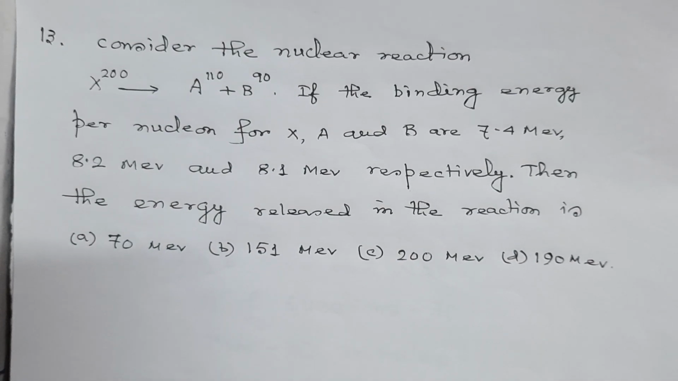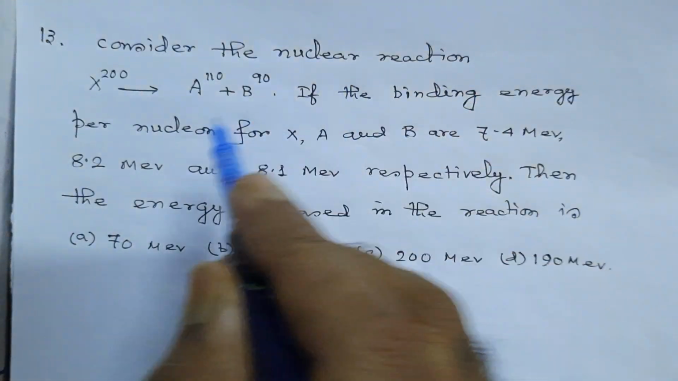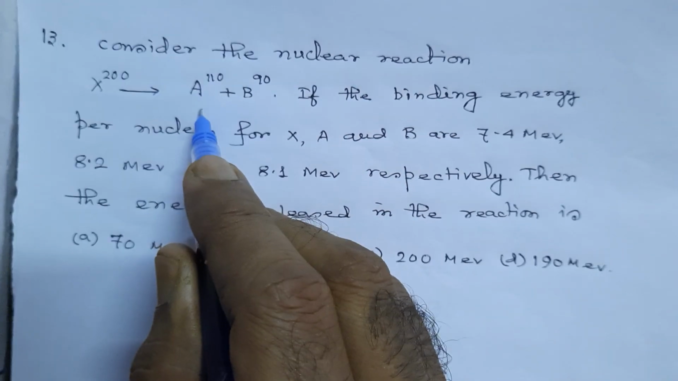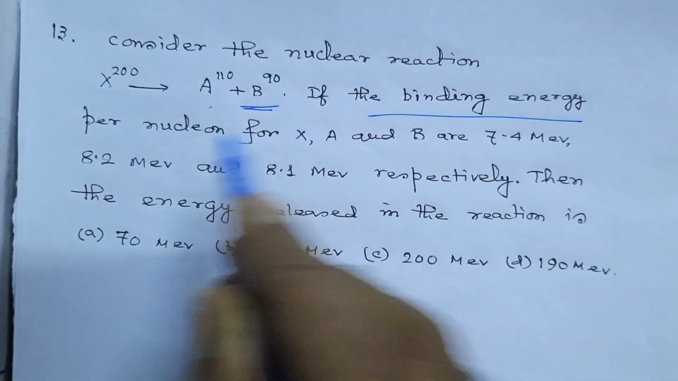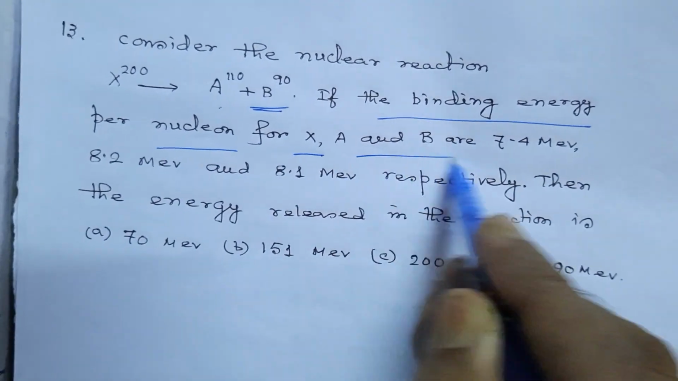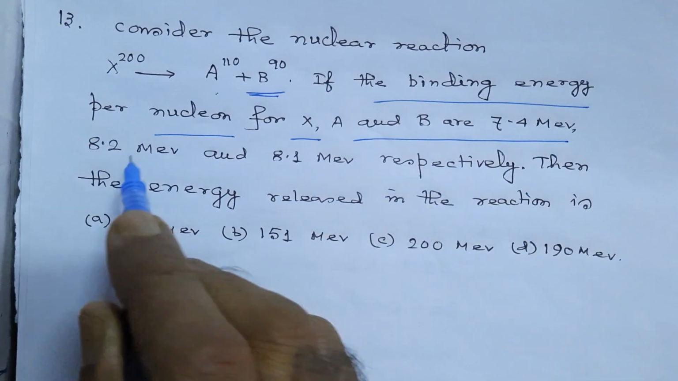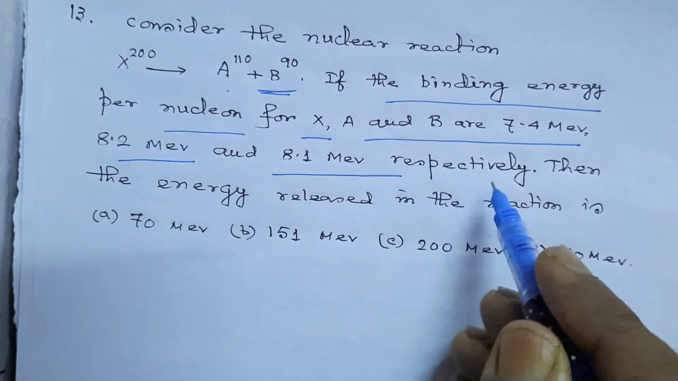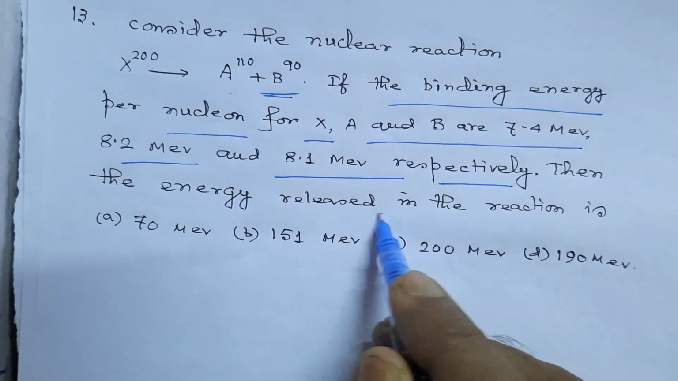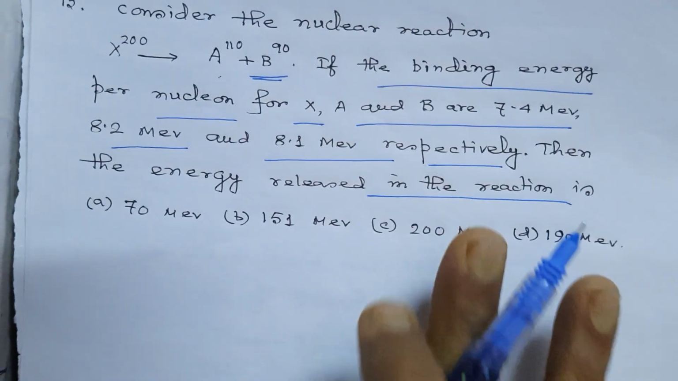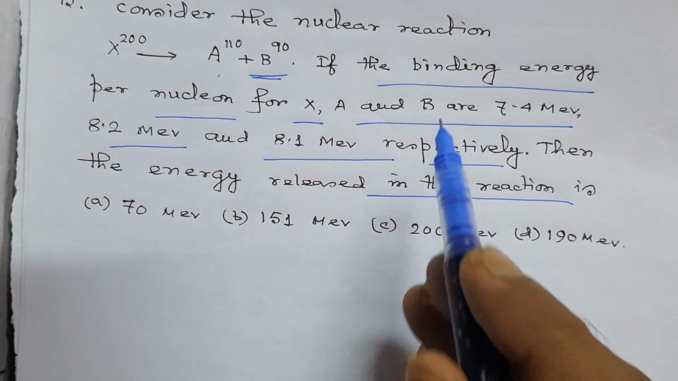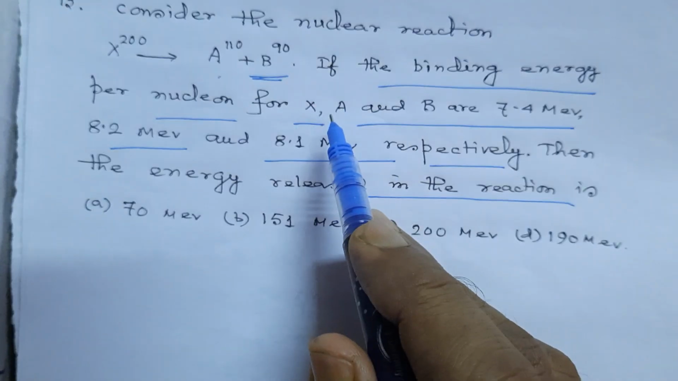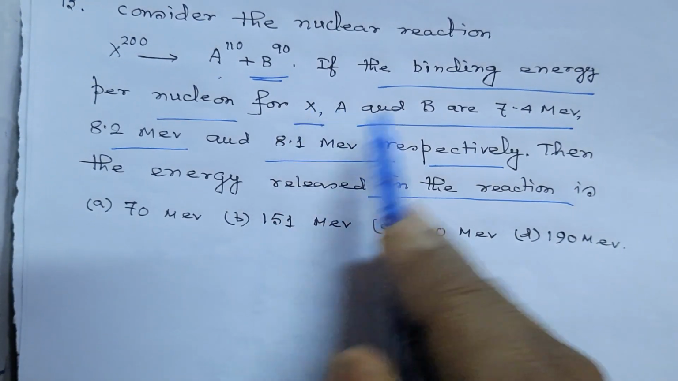Consider the nuclear reaction X200 equals A110 plus B90. If the binding energy per nucleon of X, A and B are 7.4 MeV, 8.2 MeV and 8.1 MeV respectively, then the energy released is... So let us calculate the binding energy of each nucleus.